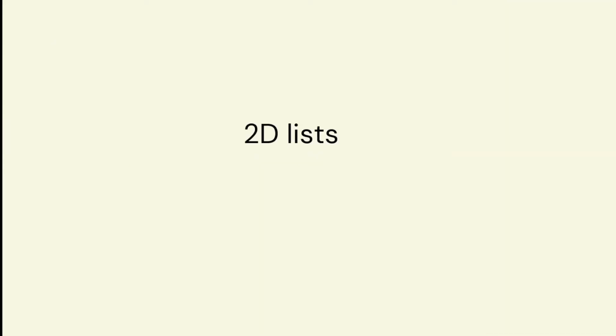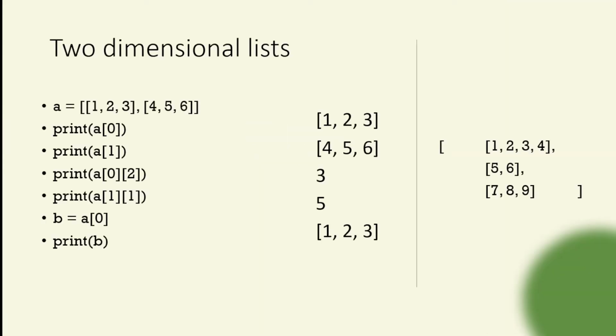Let's have a look at two-dimensional lists. Here we can see a list called A. Inside A, there's two elements. The first element is a list, the second element is a list. We can access the first element as normal using the index 0. The second element accessing using the second index of 1. And you can see here with the outputs.